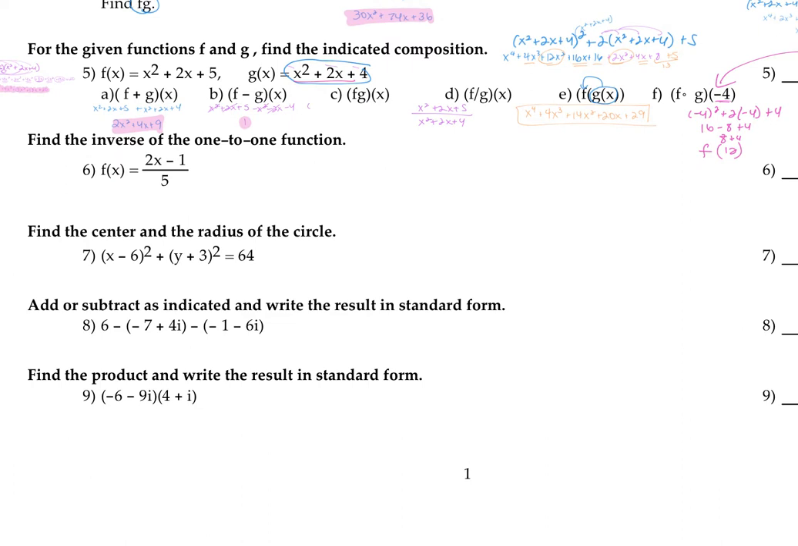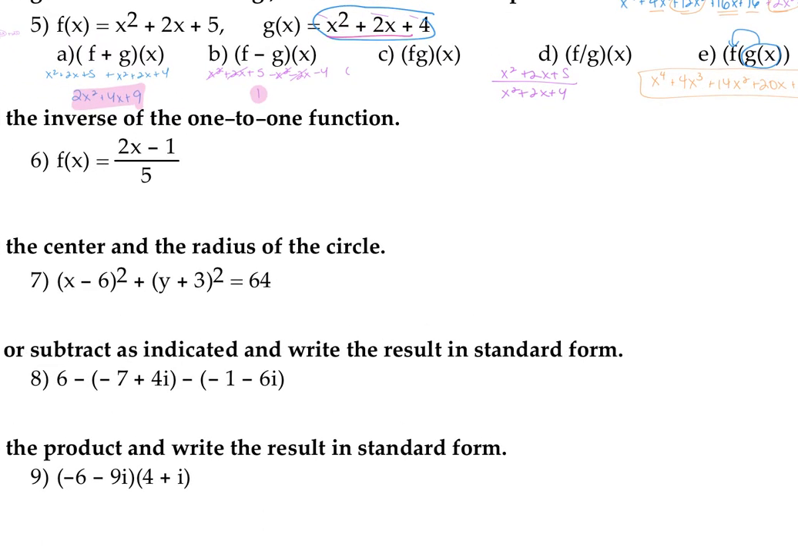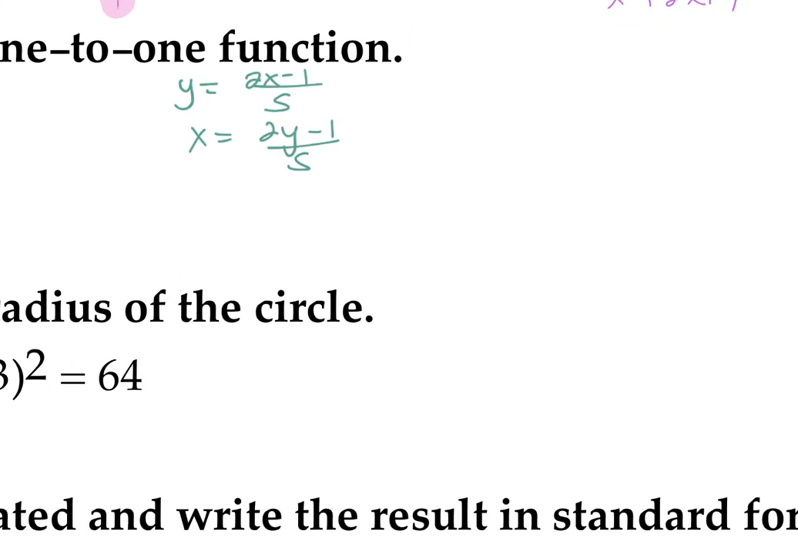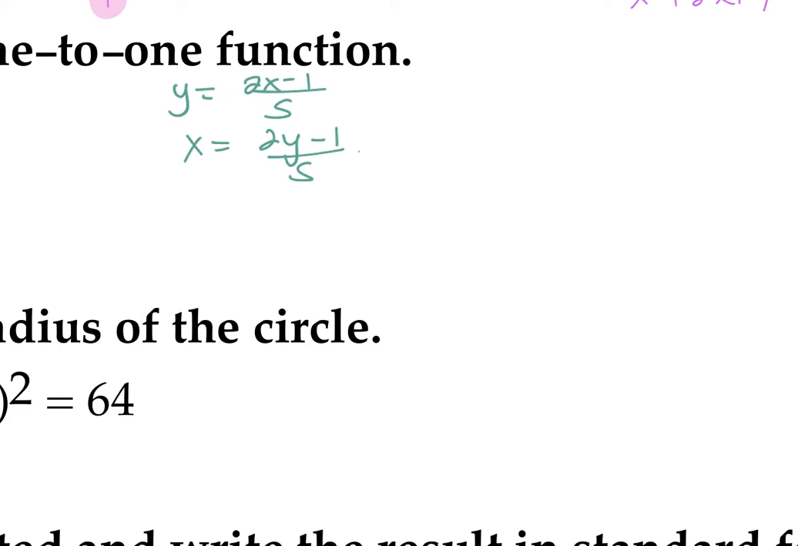Okay, 6, find the inverse of the function. So to find the inverse, we start by replacing the f of x with a y. Then swap the x and the y. And then solve for that new y. So I'm going to multiply both sides by 5. 5x equals 2y minus 1. Add the 1. 5x plus 1 equals 2y. And divide by 2. And then that y becomes f negative 1 of x. 5x plus 1 over 2, which could also be written as 5 halves x plus 1 half.